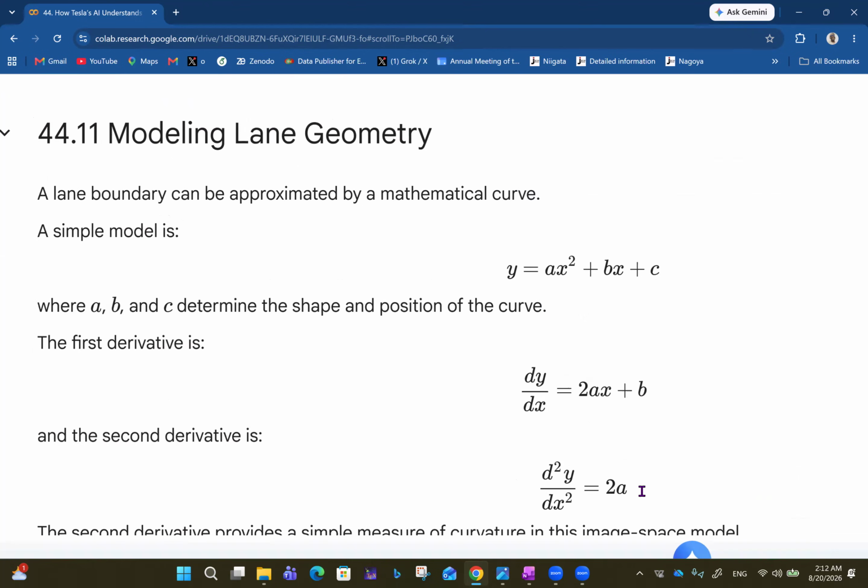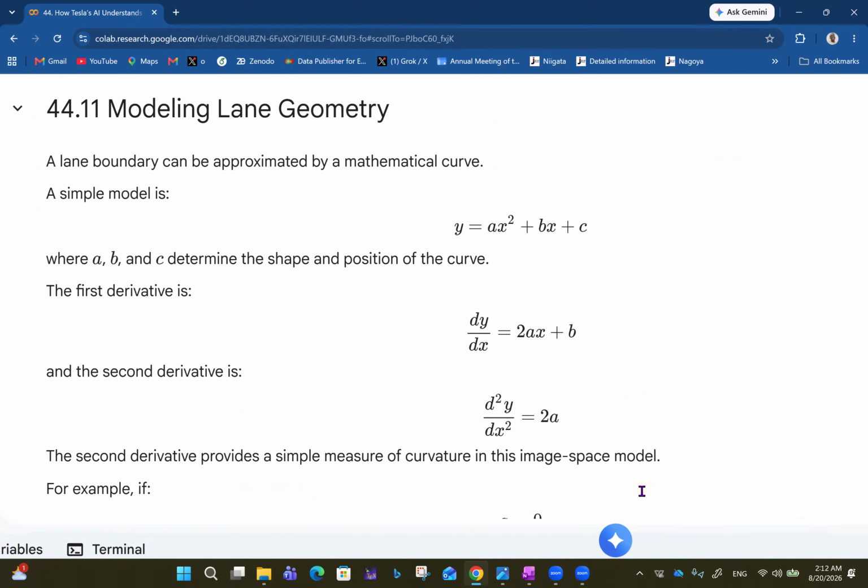Then we have modeling lane geometry now. A lane boundary can be approximated by a mathematical curve. A simple model can be maybe the quadratic expression y equals ax squared plus bx plus c. So like a curve like that, where a, b, and c determine the shape and position of the curve. So the first derivative dy/dx is 2ax plus b, and the second derivative d squared y/dx squared is 2a. So the second derivative provides a simple measure of curvature in this image space model.